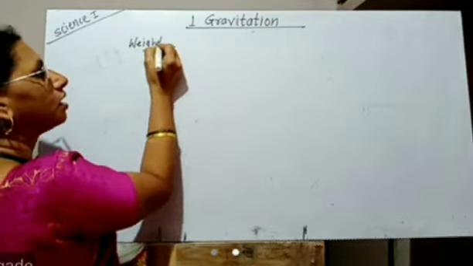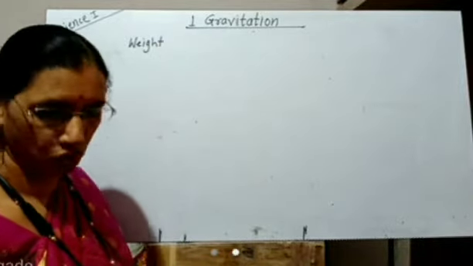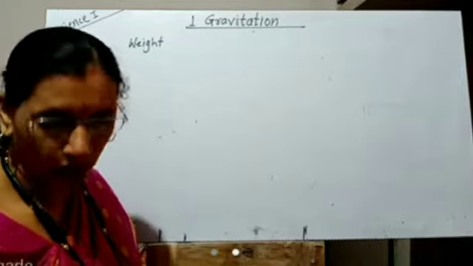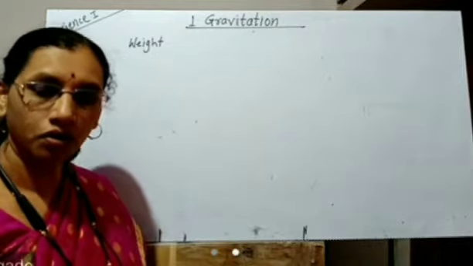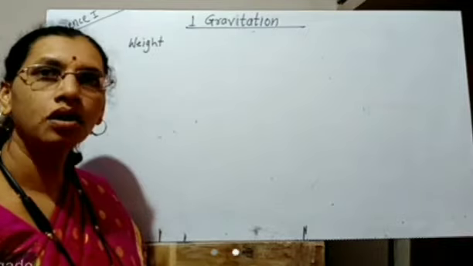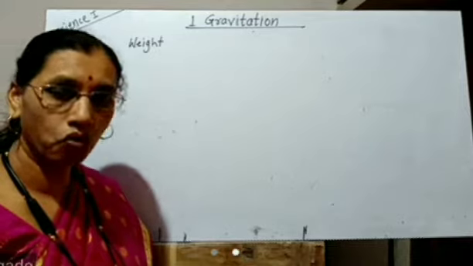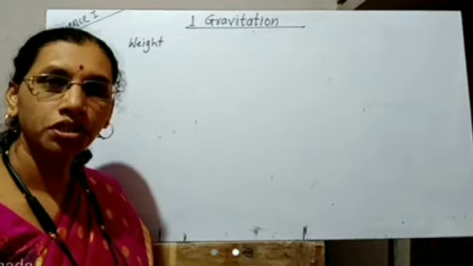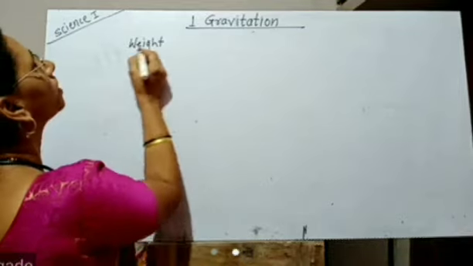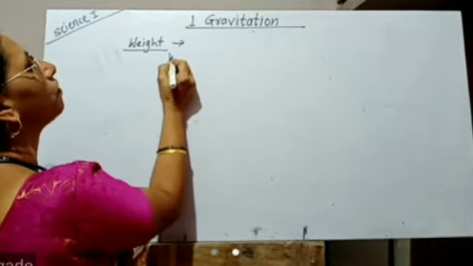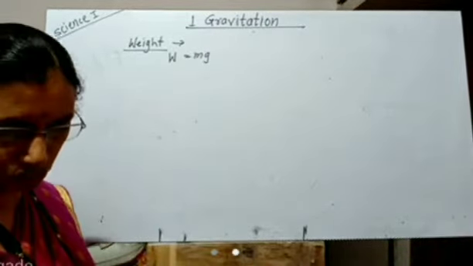It is related with gravitation, and by definition, the weight of an object is the force with which the earth attracts the object. Therefore we write the formula for weight: it is equal to mg.